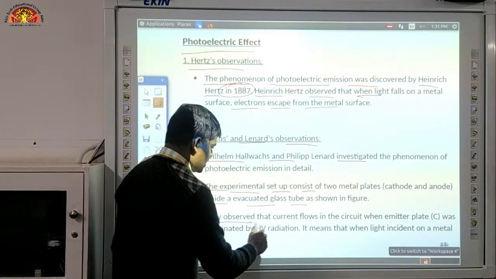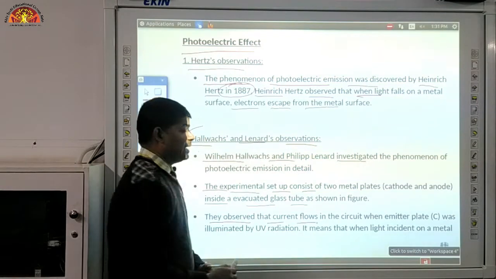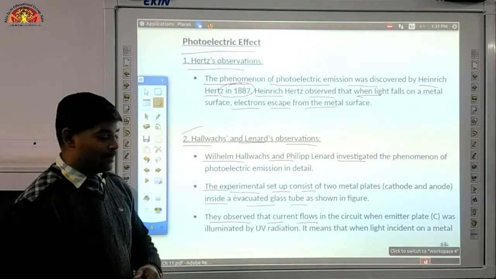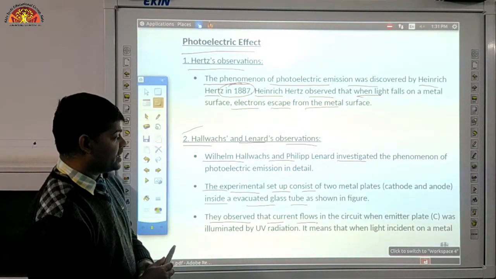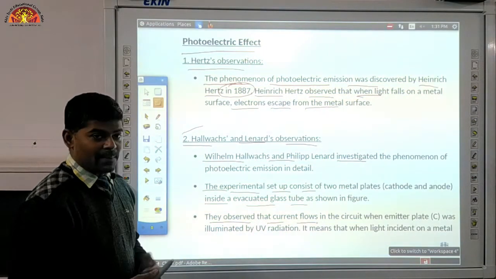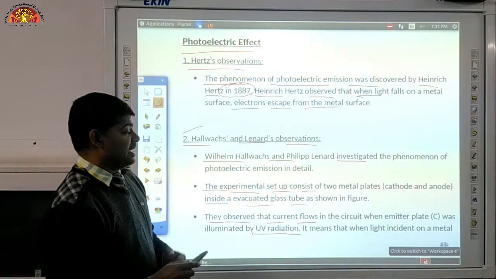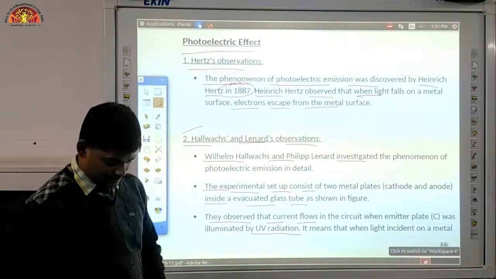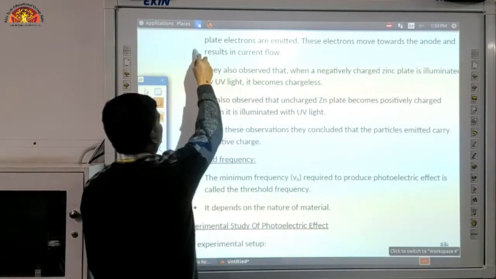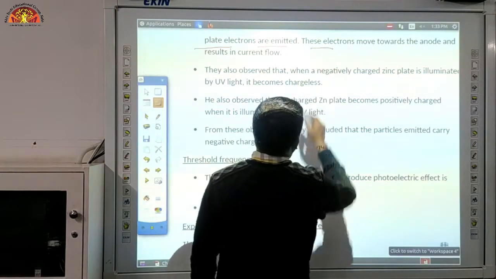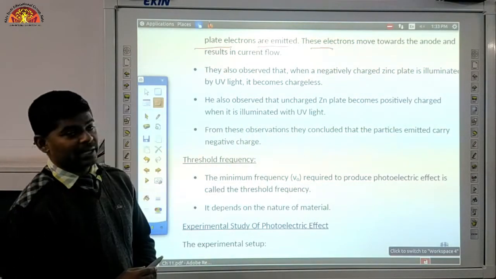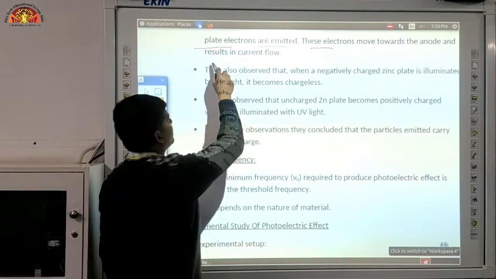Now they observed the current flow in the circuit when the emitter plate C was illuminated by ultraviolet radiation. It means that when light is incident on the metal plate, electrons are emitted. These electrons move towards the anode and result in current flow.